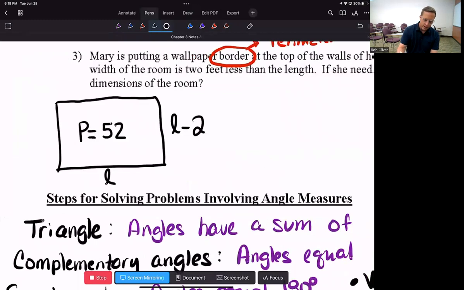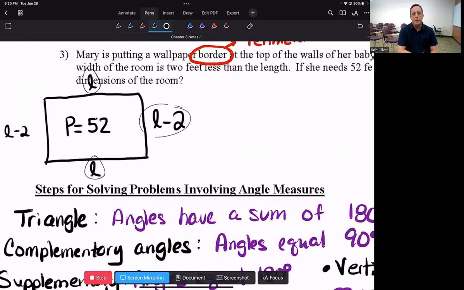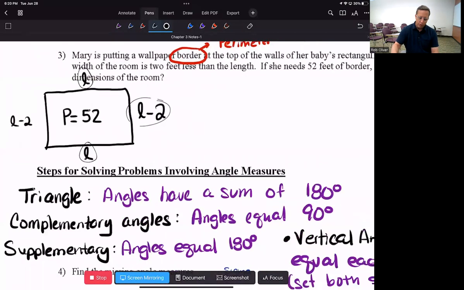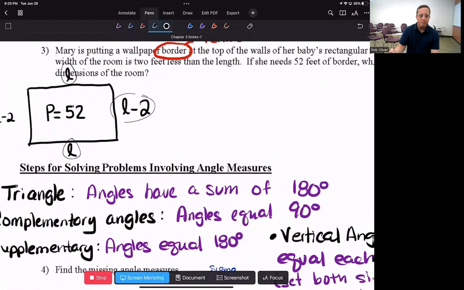You can attack perimeter, and we could just identify, well, opposite sides are going to be the same. So if this is L, that's also going to be L for length. This is L minus 2. Well, the opposite side is also going to be L minus 2. But no matter how you look at it, perimeter is the sum of all the sides of that rectangle, or whatever polygon we're looking at. In this case, it's a rectangle. All right, so there's a couple different ways you can do this. My favorite way to do perimeter questions is just double the sum of the length and the width. So that's what I'm going to do.